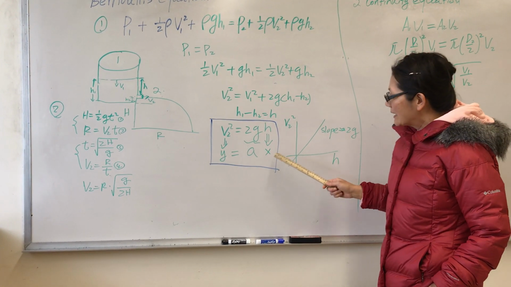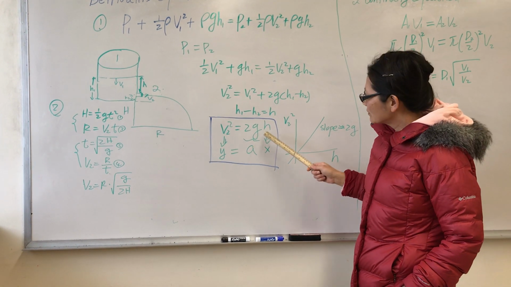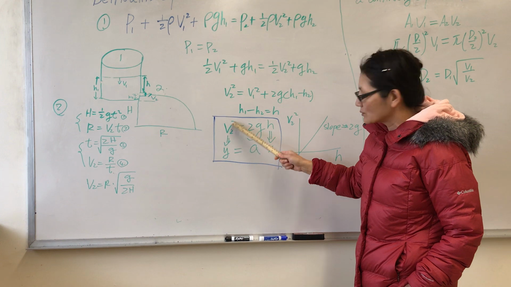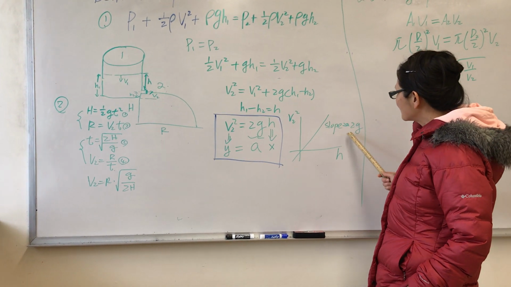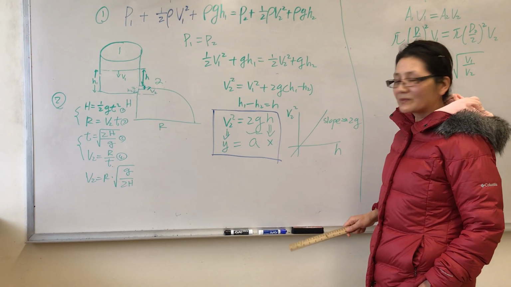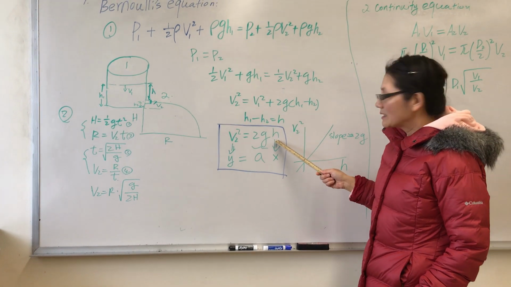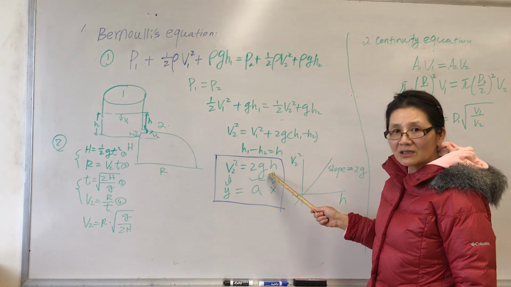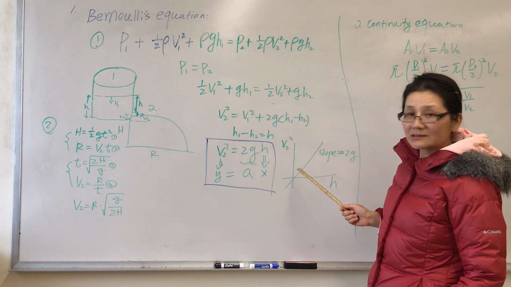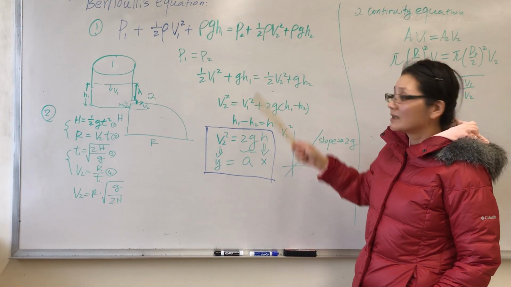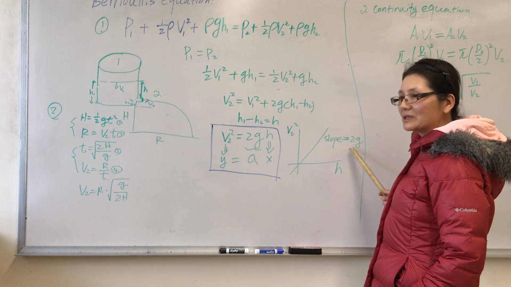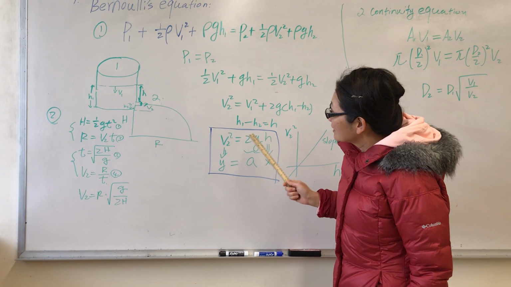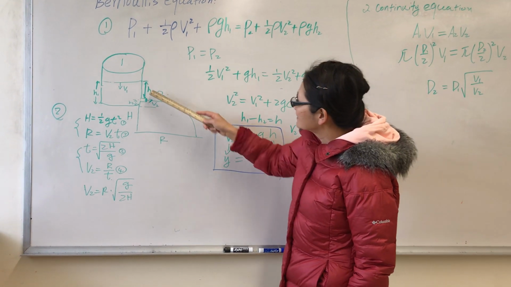In this experiment, the data will show you H, and then you calculate V2 squared and see if the slope is close to 2g. If you use H in centimeters, use g as 980. If you use H in meters, use g as 9.8. Then we verify the Bernoulli equation if your slope is close to 2g. Okay, H, I will show you, is this one.